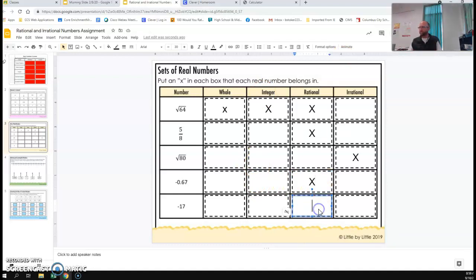Okay. Now, negative 17, is it rational? Yes, it is. Is it an integer? Well, that looks like the opposite of the whole number 17, so it is an integer. Is it a whole number? No. If you go back again, whole numbers have to be positive.